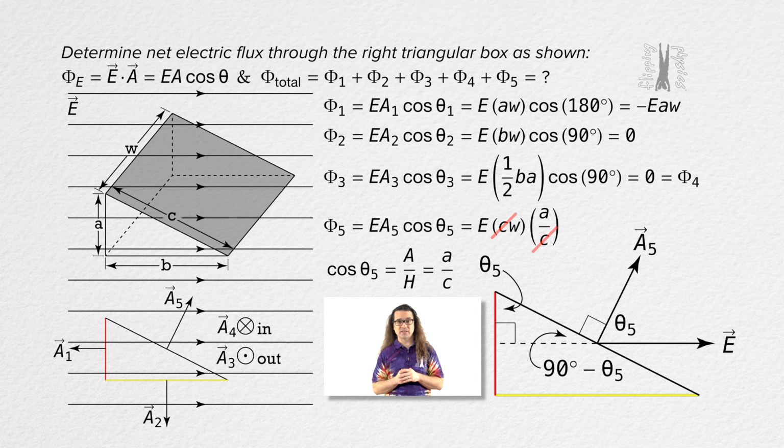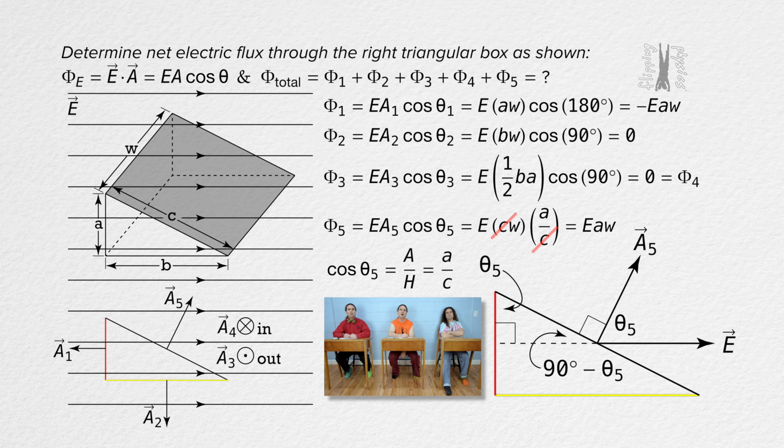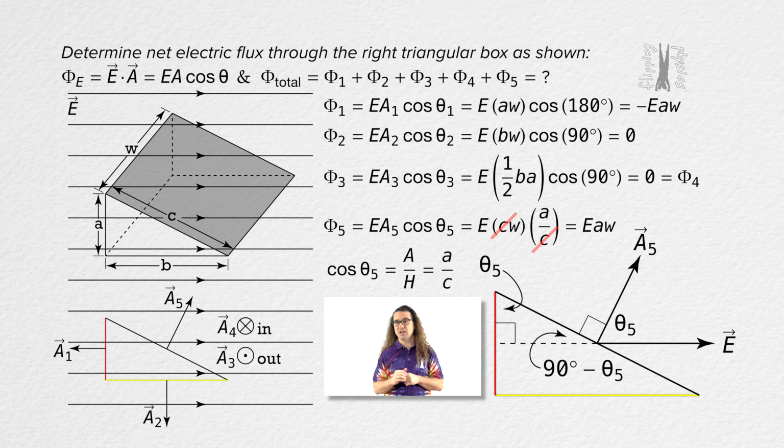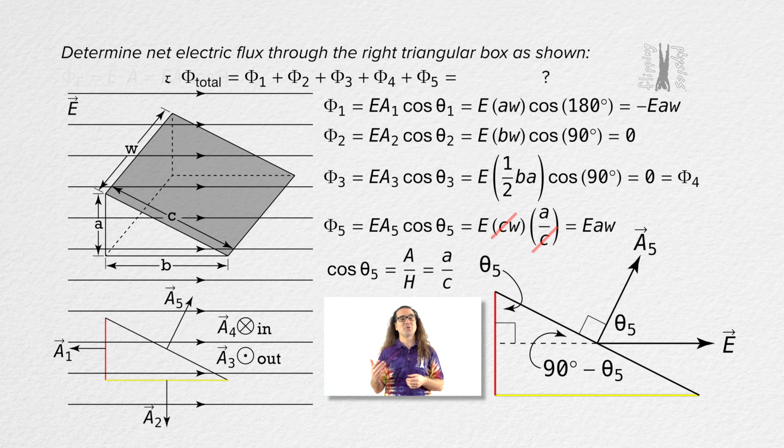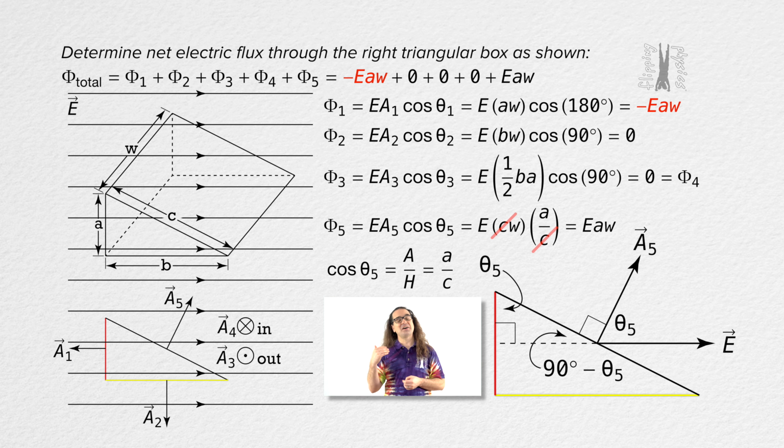Length C cancels out, and the electric flux through side 5 equals the magnitude of the electric field times length A times length W. That means the net flux through the closed right triangular box equals the sum of all 5 of those fluxes. Again with the fluxes. Which equals, when you add all of them together, 0.